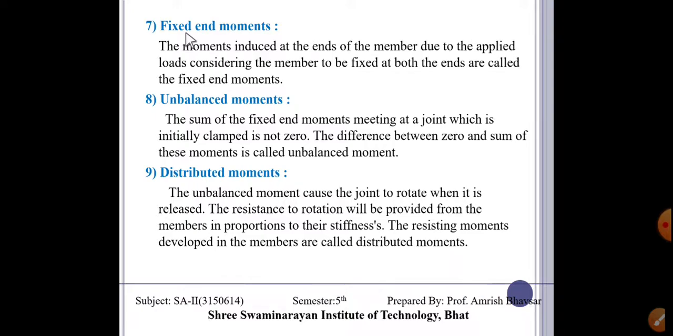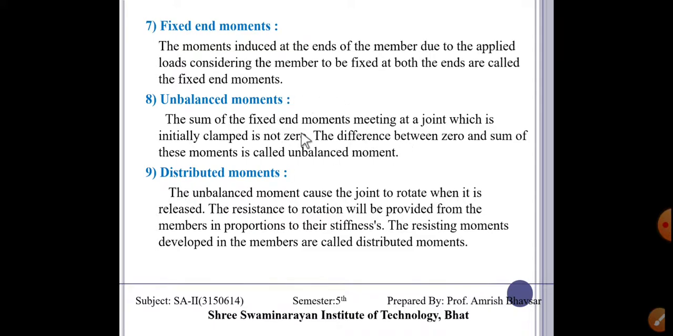Now the next important thing, the fixed end moment. As you know, in the slope deflection method we also calculate the fixed end moment. Again in the moment distribution method we have to find the fixed end moment, right? This fixed end moment is calculated considering that each individual span is fixed. After that we find the unbalancing moment, the sum of the fixed end moments meeting at a joint which is initially clamped at 0. The difference between 0 and the sum of these moments is called the unbalancing moment.